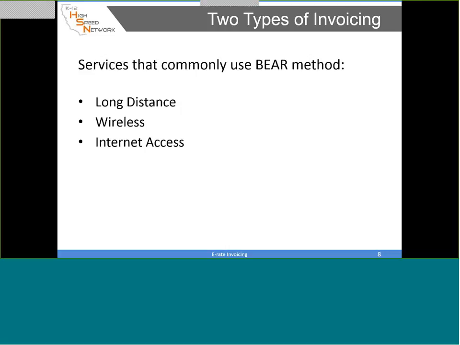Beginning with 2015, when the modernization order took effect, the FCC decided that wireless was not the most cost-effective way to receive internet access to any given location. So keep in mind that wireless is mentioned here strictly for the 2014-15 funding year.